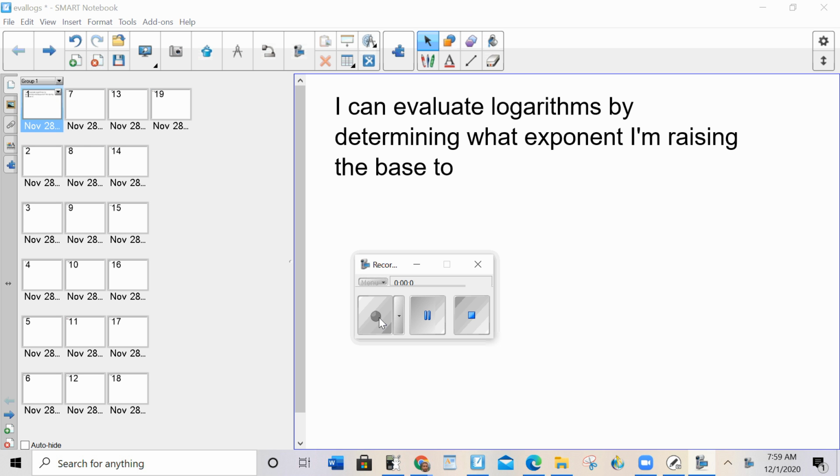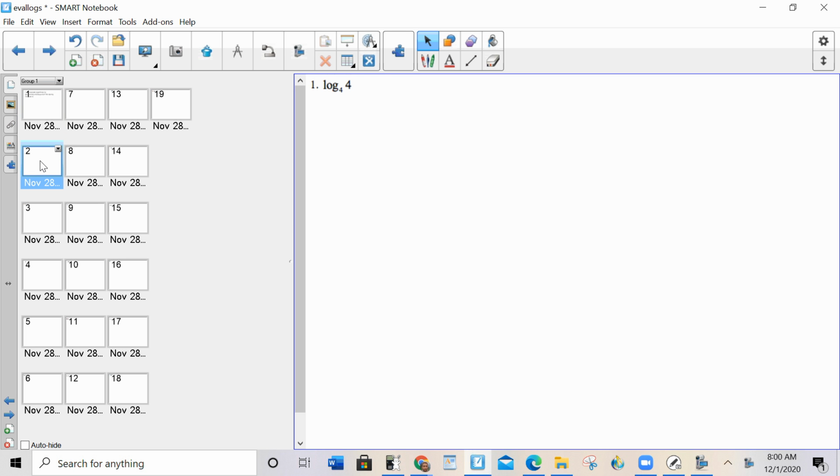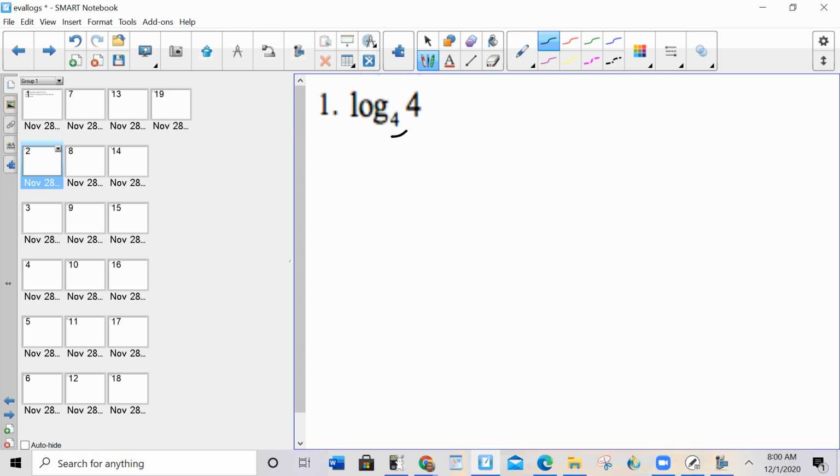Hello everybody. Today I can evaluate logarithms by determining what exponent I'm raising the base to. So this is kind of an introduction to logarithms, what they are, and this right here is a logarithm. Here's what I'm supposed to do with this. First of all, this is called the base of the log. It's a little subscript, a little number, a little bit lower than everything else, and it's called the base.